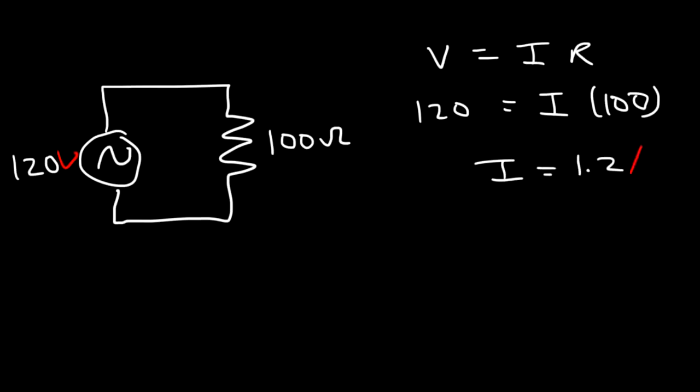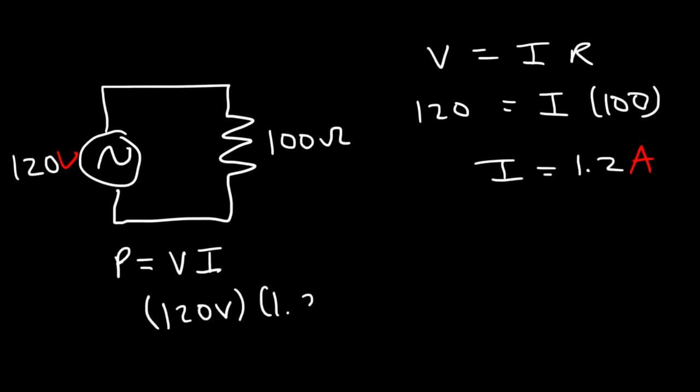Now, how much power is dissipated by the resistor? So power is equal to voltage times current. The voltage across the resistor is 120 volts, and the current that it uses up is 1.2 amps. So 120 times 1.2 is 144 watts.